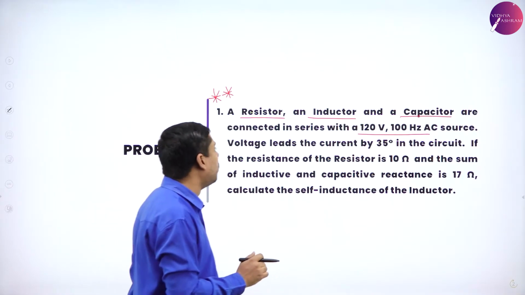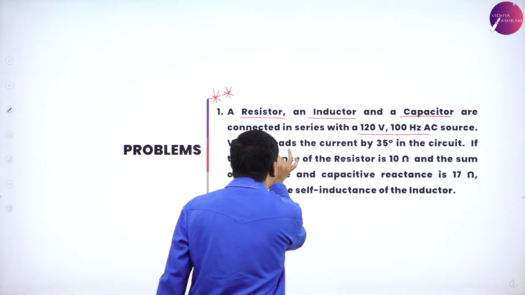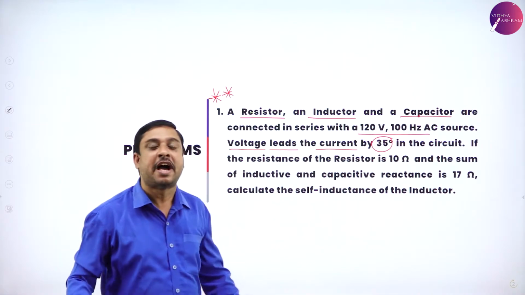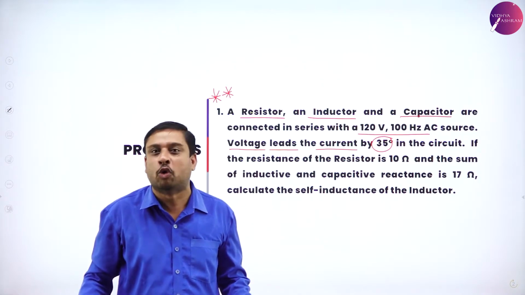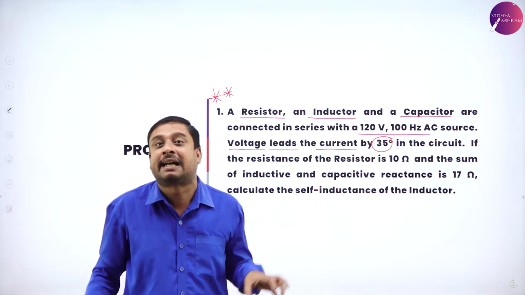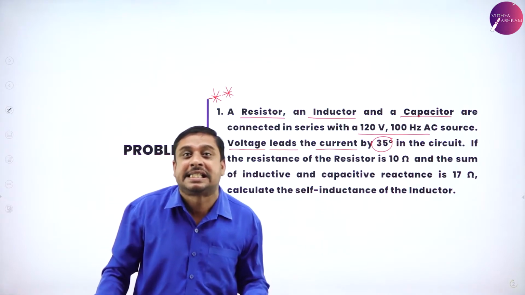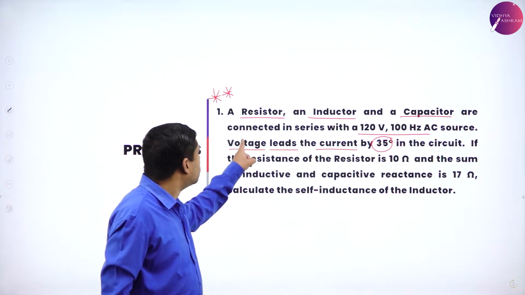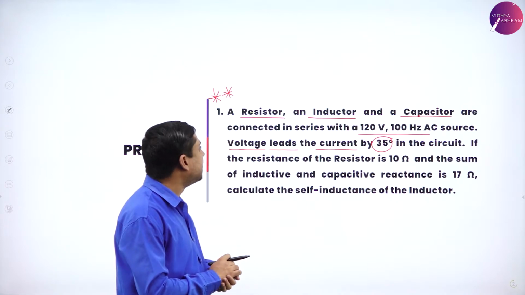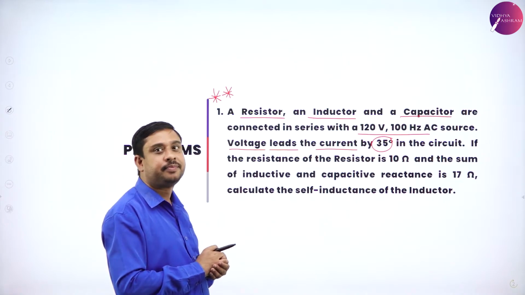Very clearly now the problem says voltage leads current by 35 degrees in the circuit. Voltage is leading current. Inductor dominated circuit. So voltage leads current by 35 degrees. Now comes the best part.